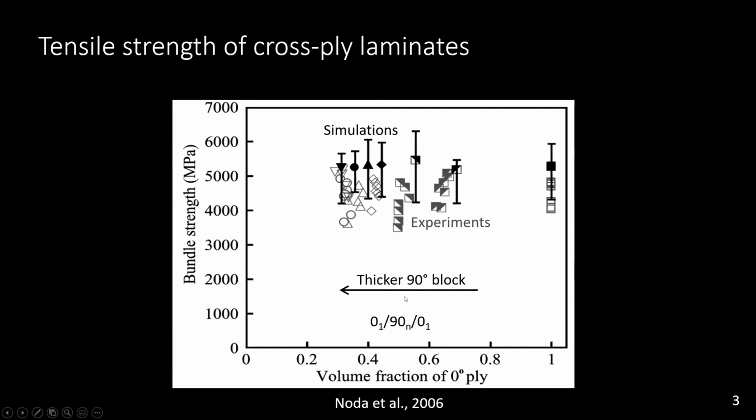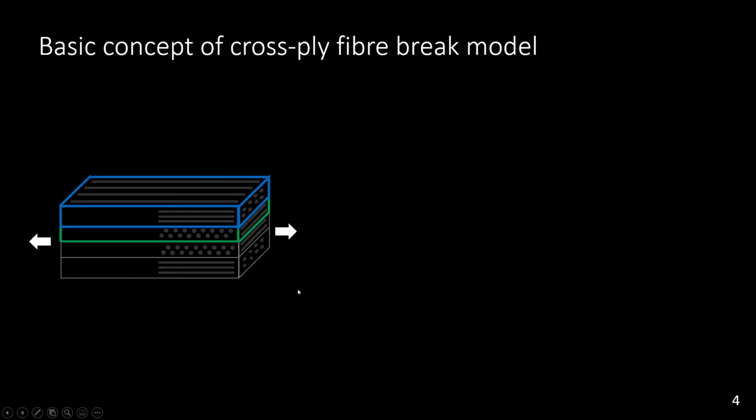So we also wanted to check where this is coming from and to see whether we can actually predict whether an effect should be there, whether the stress concentration around these transverse cracks is large enough to cause extra fiber breaks and to reduce the 0 degree strength. So what we do is we essentially model a simple setup, a cross-ply laminate. We only model the two top plies because the rest is symmetry if you ignore damage for a second.